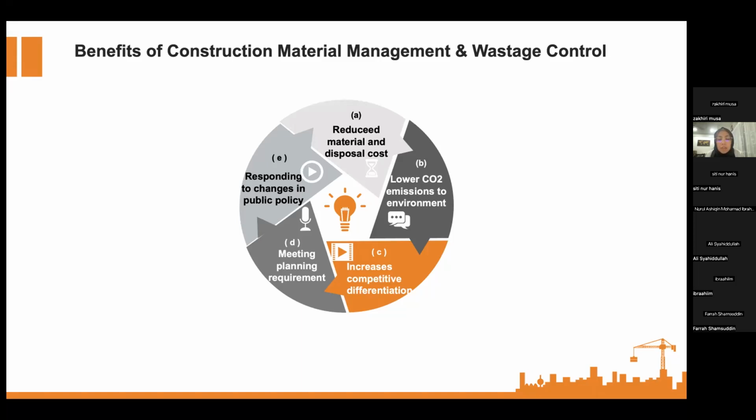I have no idea what you mean by increase the competitive differentiation, because in construction material management, wastage control is safe management. So meaning that the contractor itself has to prepare to make sure that whatever they control on the site, they can have on budget, under budget. I mean within a budget, so that they can also reduce the construction waste.